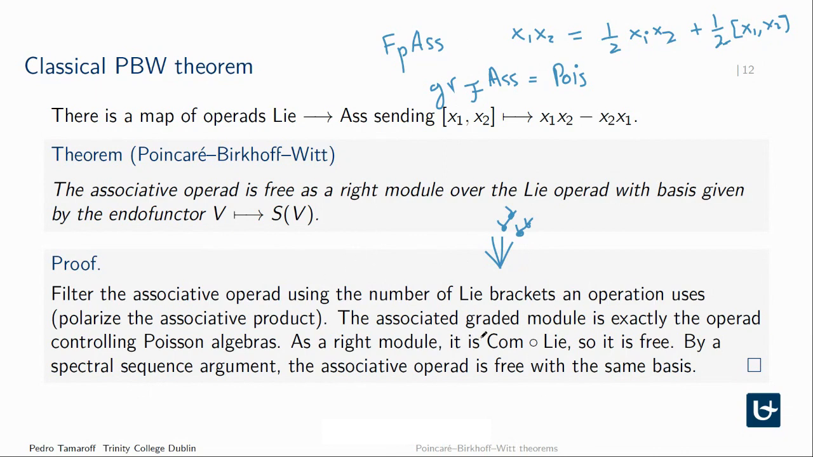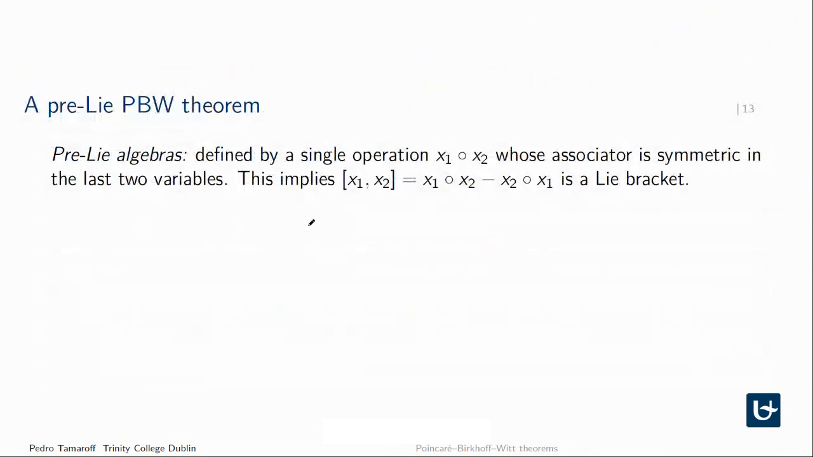Okay, and then what this says is that this endofunctor, which is precisely a symmetric endofunctor, gives me my PBW theorem. Now, this version of the PBW theorem is a bit more trivial, but let's think about more difficult situations.